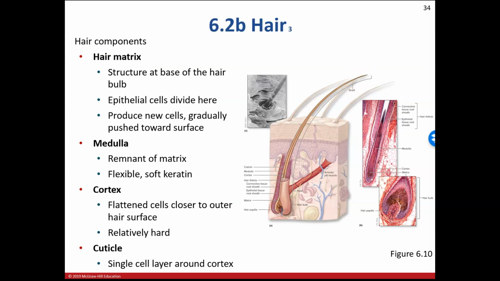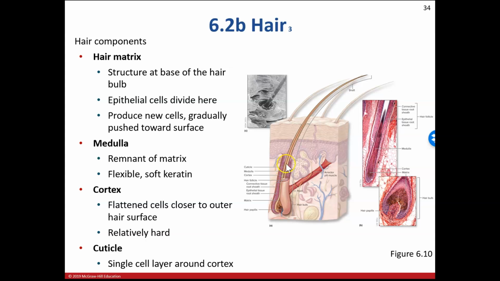We have some other hair components to make note of. Our matrix, which is the base of the hair bulb. Our epithelial cells are going to divide here, which helps produce new cells to gradually be pushed toward the surface. And then we have 3 layers. This is a little bit small in here, but this is figure 6.10 if you want to take a closer look in your text.